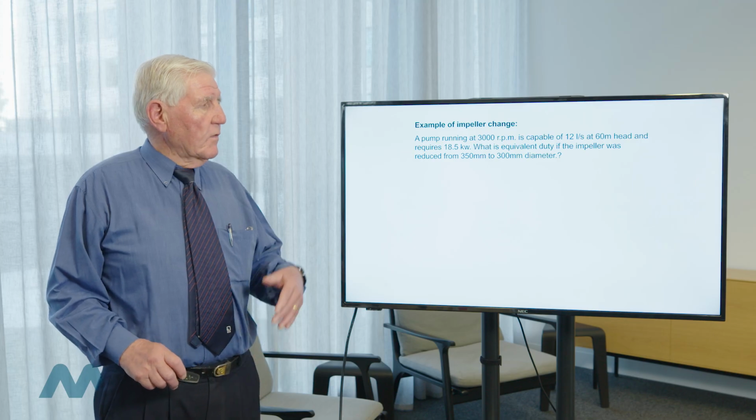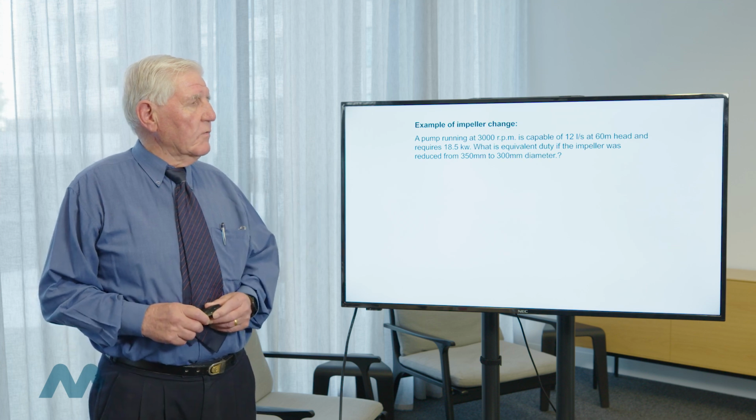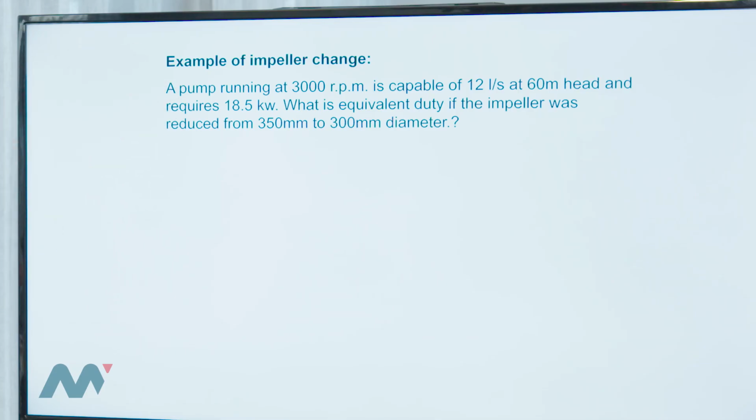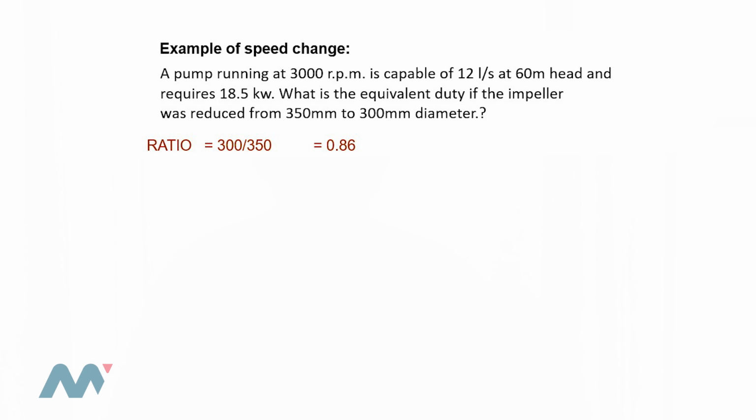Just to give you a worked example, we go back to our pump at 3000 RPM. It's still capable of 12 litres a second and 60 metres and requires 18.5 kilowatts. Now, a new situation, we're going to have to work out the ratio of impeller diameters. So our ratio is 300, which is the trimmed impeller, compared to 350, which is the original impeller, which gives us a ratio of 0.86. That ratio squared gives us an answer of 0.74, and that ratio cubed gives us an answer of 0.636.